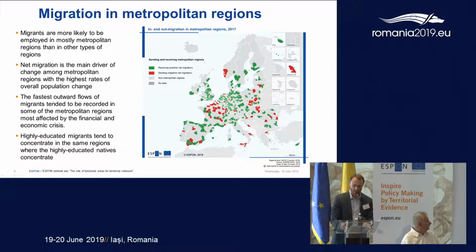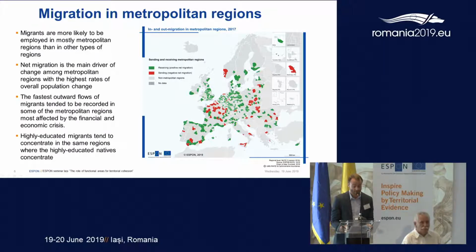Now we're approaching the topic, functional areas. Here we have a map on metropolitan regions. And as you know, in statistical terms, we know metropolitan regions as approximations of functional urban areas at NUTS 3 regional scale. And it's important to mention metropolitan regions because, as the OECD research shows, migrants are more likely to be employed in mostly metropolitan regions than other types of regions. And that, I think, you can clearly see in the map that there are not big differences with the slides I showed previously.